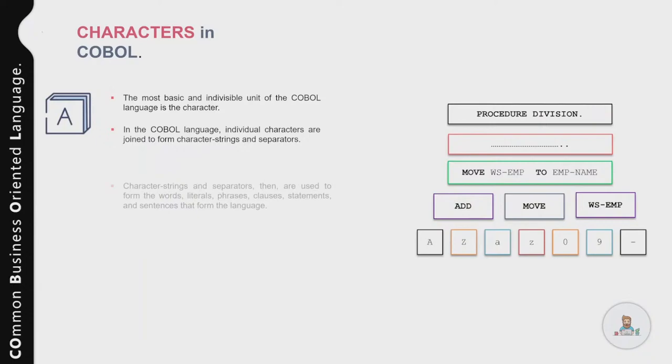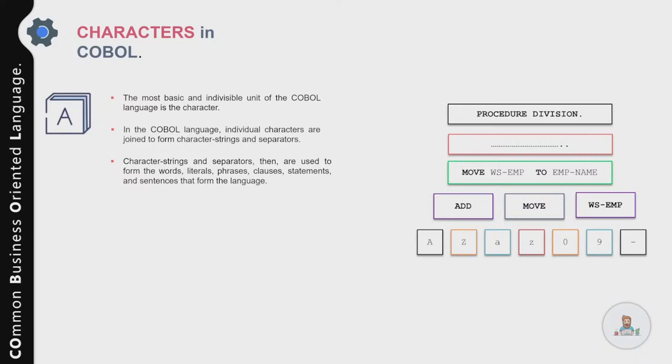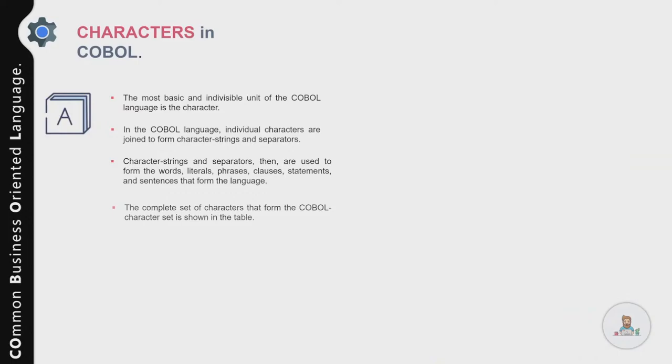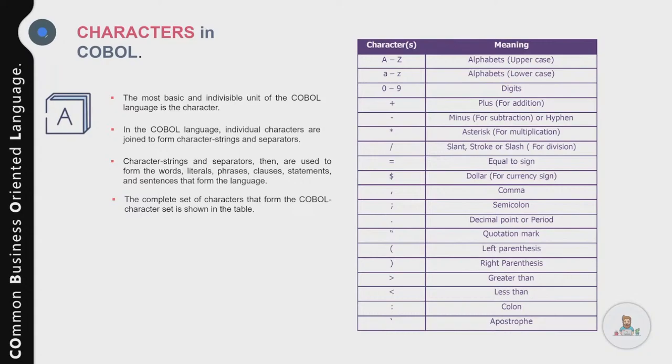In the COBOL language, individual characters are joined to form character strings and separators. Character strings and separators then are used to form the words, literals, phrases, clauses, statements, and the sentences that form the language. The basic characters used in forming character strings and separators in the source code are showcased in the following table. So if you look at the table, you can clearly understand what the different characters are that you can use to form strings and separators in your COBOL program.